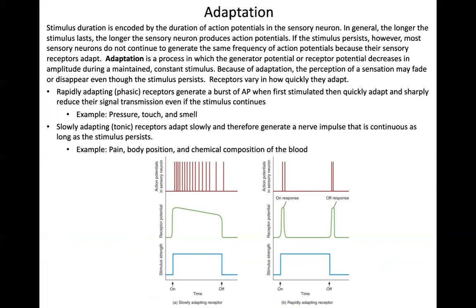All right, adaptation. This is probably my favorite thing to talk about in this lecture, which relates to the duration in which the sensation is acting on the body. So stimulus duration is encoded by the duration of the action potentials in the sensory neuron. In general, the longer the stimulus lasts, the longer the sensory neuron produces action potentials. Meaning that, if something's acting on the body, our body's going to create action potentials for that amount of time, right? You would think, not always.